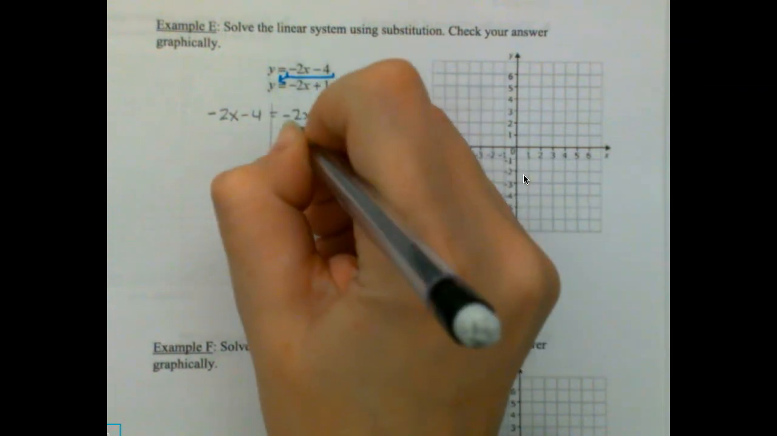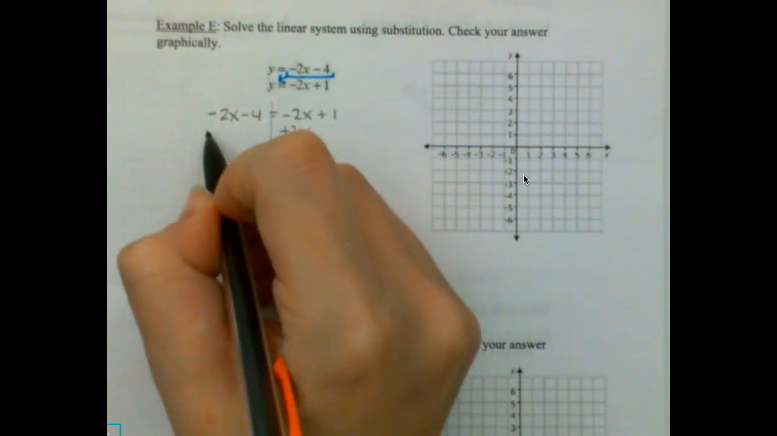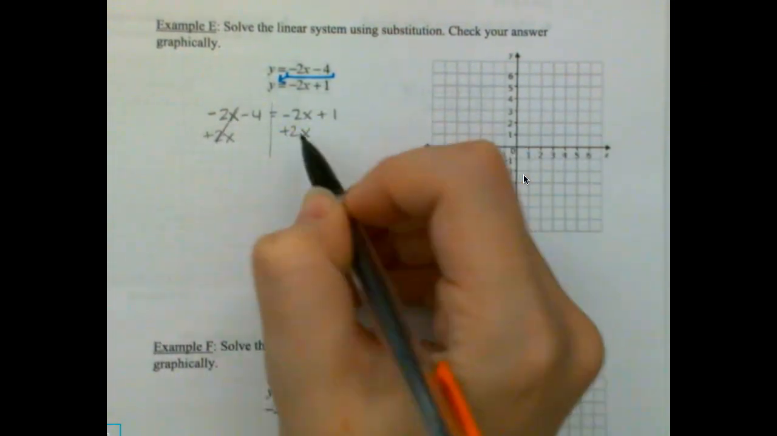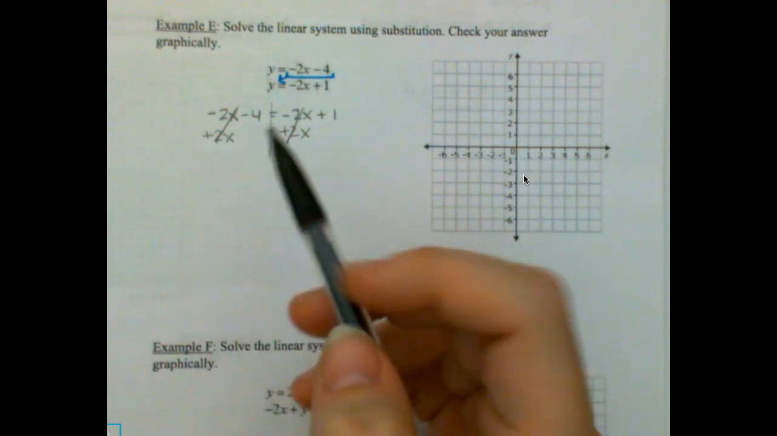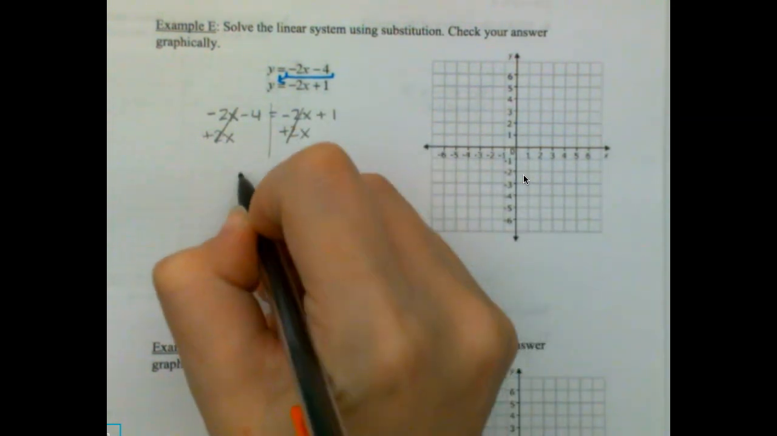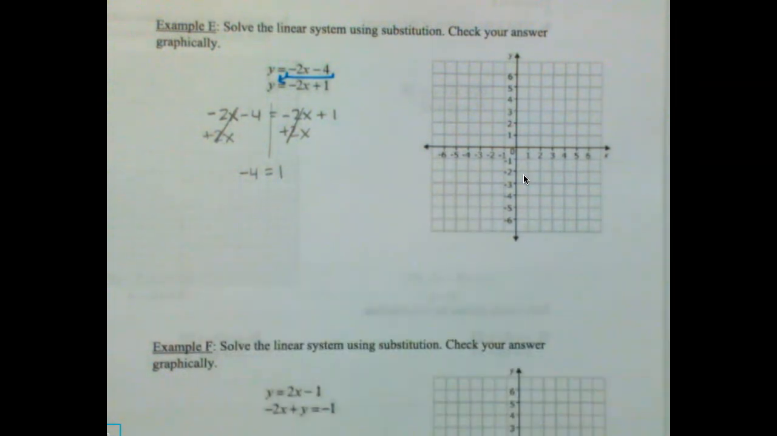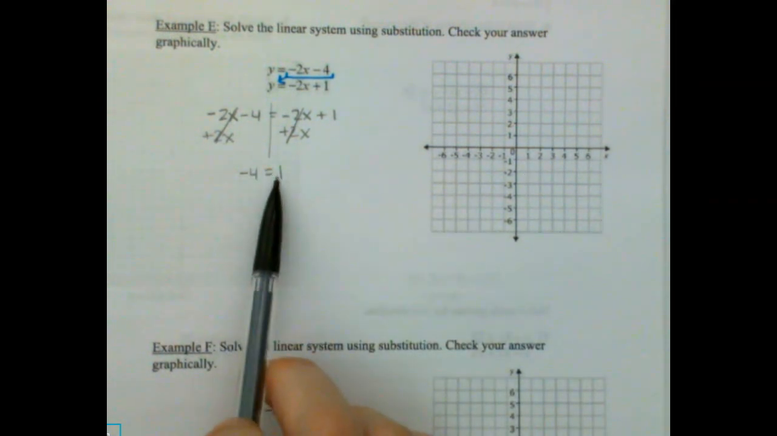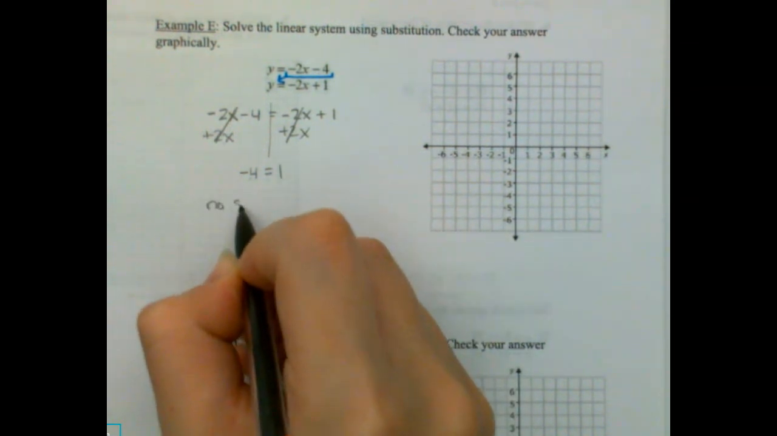I'm going to add my 2x over to the other side. And what happens is these both cancel out. Negative 2 plus 2 is 0. Negative 2 plus 2 is 0. They're both gone. So I end up getting negative 4 equals 1. And if we remember from Unit 2, what happens when I have two numbers that are supposed to be equal, but they're actually not? We would write no solution.